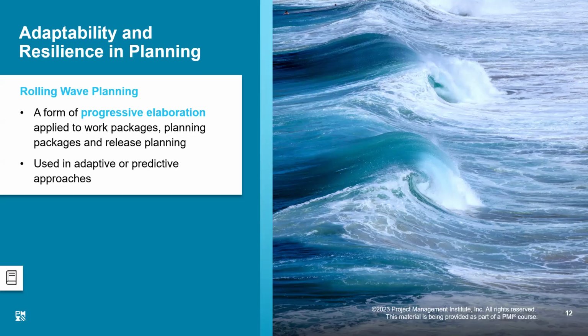Now, what is rolling wave planning? Classically speaking, that is exactly the same as progressive elaboration, with a difference that progressive elaboration deals with higher level details, whereas rolling wave planning deals with lowest level of details. So that's why I call progressive elaboration a strategic concept and rolling wave planning a tactical concept.